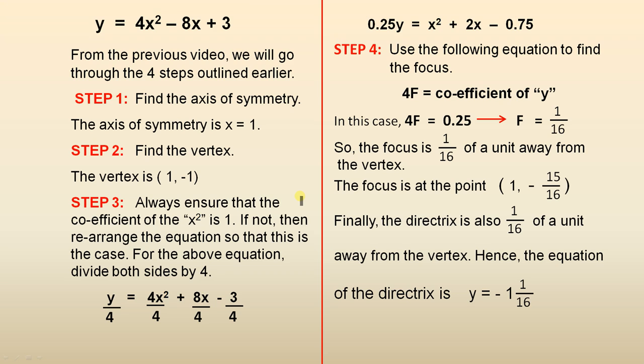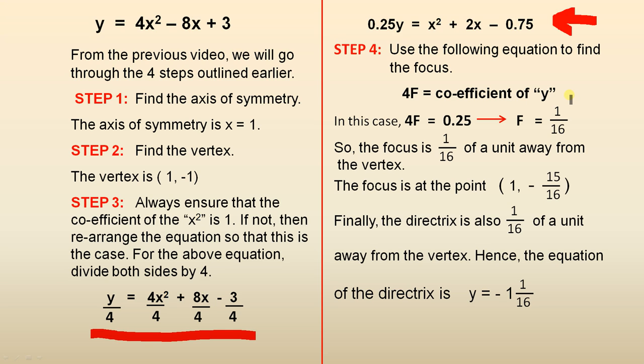Always ensure that the coefficient of the x squared is 1. If not, then rearrange the equation so that this is the case. For the above equation, divide both sides by 4. That's what happens when we divide both sides by 4. And when we simplify that, we have this equation here. Use the following equation to find the focus. This is step 4.